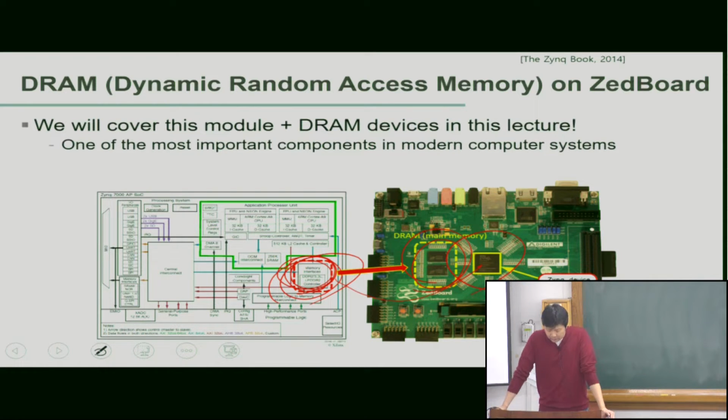Actually, DRAM is one of the most important components in modern computer systems. It's very important for performance. When you buy a new computer, I always recommend putting in as much DRAM as you can. Usually it pays off better than a higher-end CPU. Instead of a higher-end CPU, I would recommend putting more DRAM into your system. That's a big performance factor.